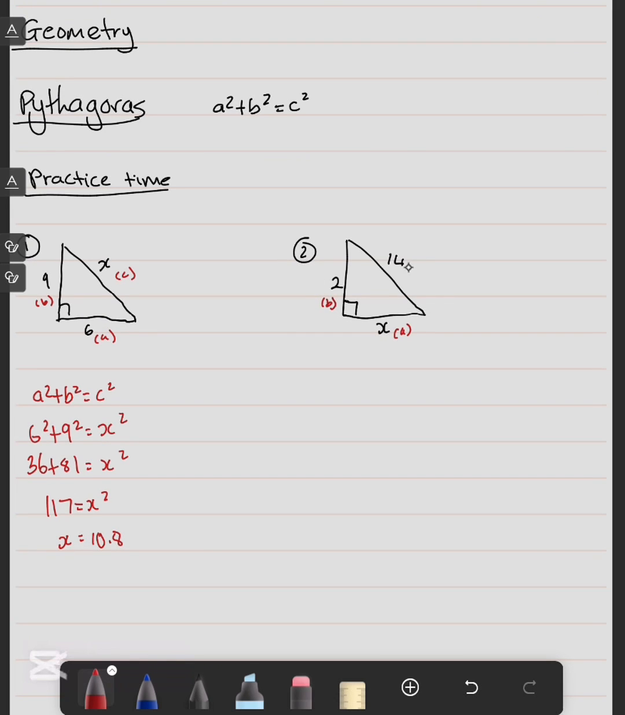We do the same thing and label our sides a, b, and c. We're going to be solving for a, so we have to make a the subject of the equation. Now we substitute in our values and solve as normal. We can plug the square root of 192 into our calculator and get 13.9.